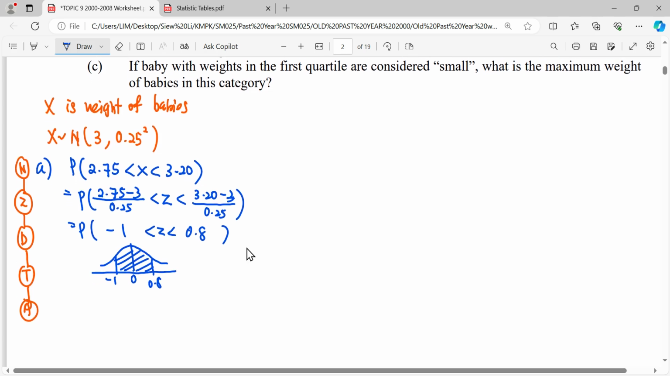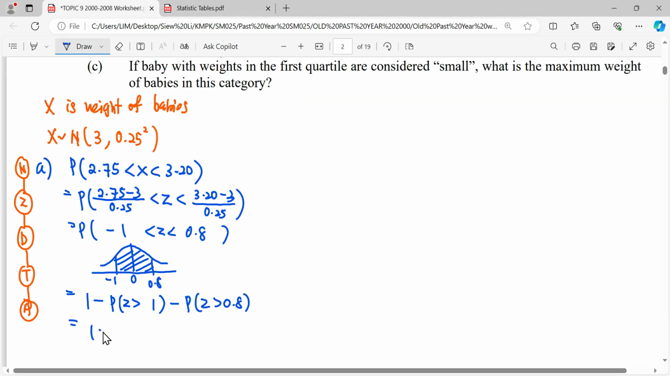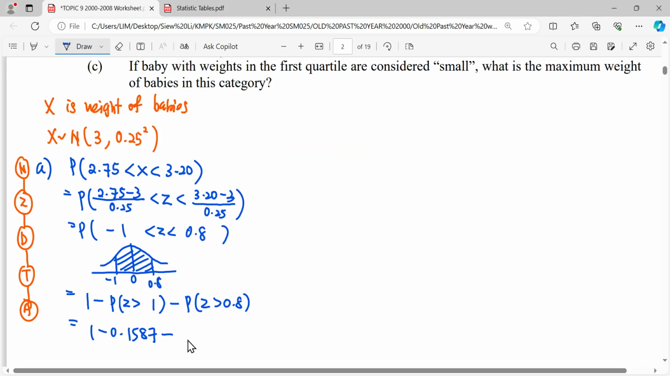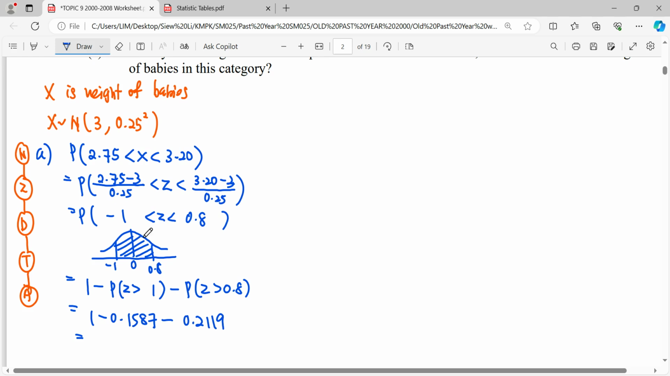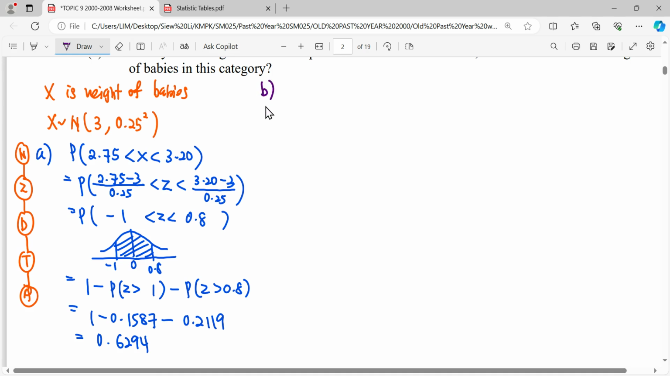So to use the table, your table is always a right tail table, so it will be 1 minus the left hand side tail and the right hand side tail. So 1 minus the reading of negative 1, we will read it as positive 1. And at the same time, the reading of 0.8. So the reading of 1 is 0.1587, and 0.8 is 0.2119. So you simplify, and you can get 0.6294. Then we proceed to question B.